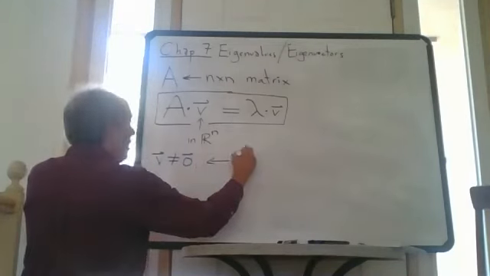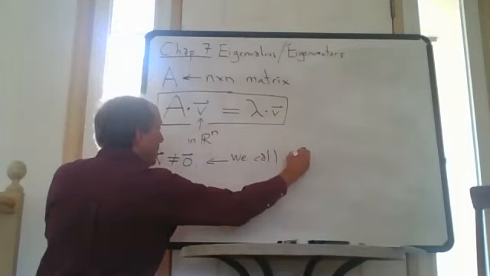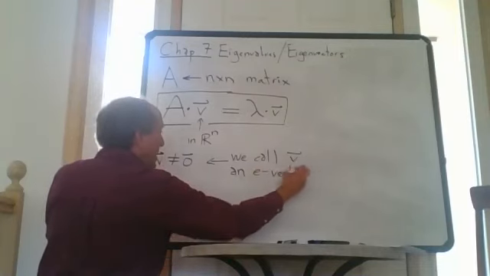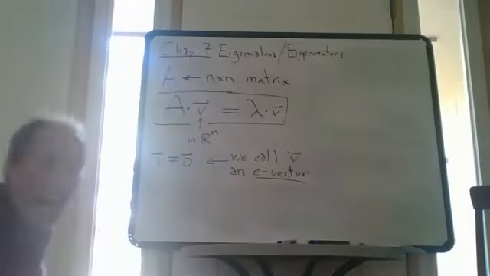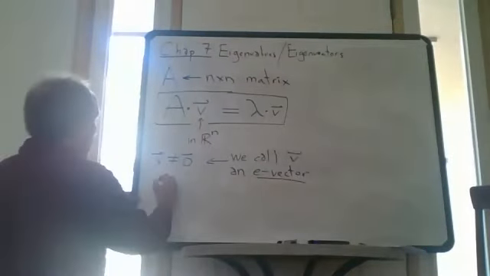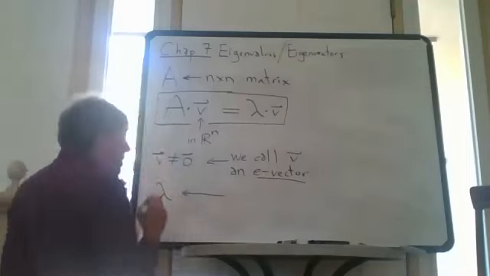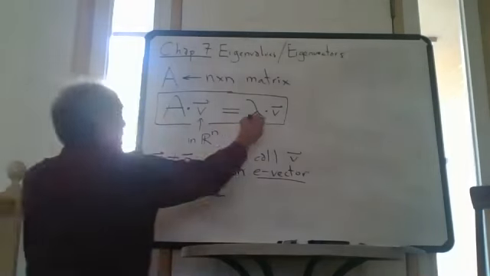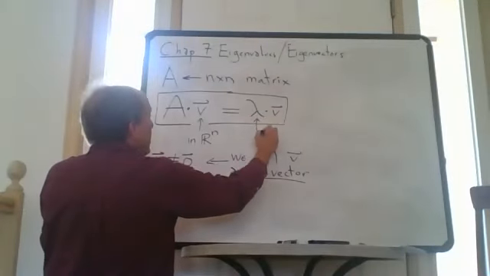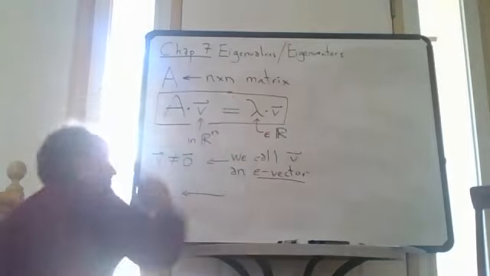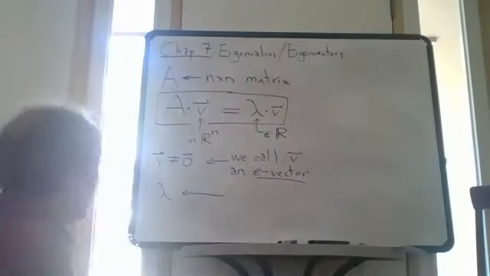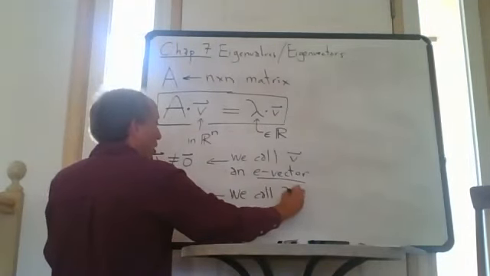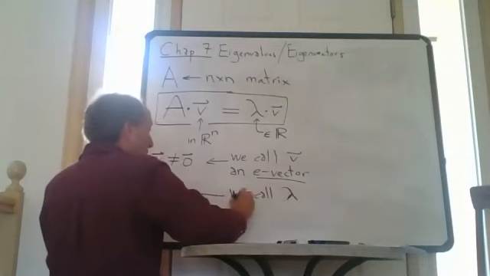then we call v an eigenvector. I will usually abbreviate that as e-vector. So an eigenvector, and the lambda, which could be any real number, by the way. Lambda is just a scalar, right? I should have said that here. Lambda is just an element of the real numbers. So lambda is a scalar, and this is called an eigenvalue. We call lambda an eigenvalue.